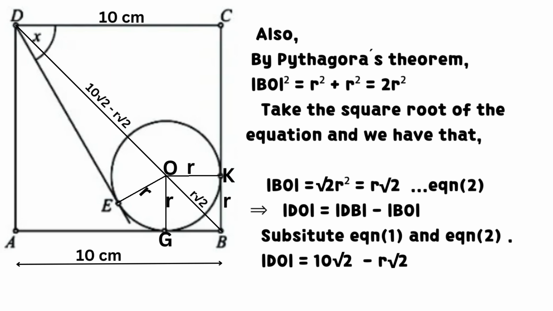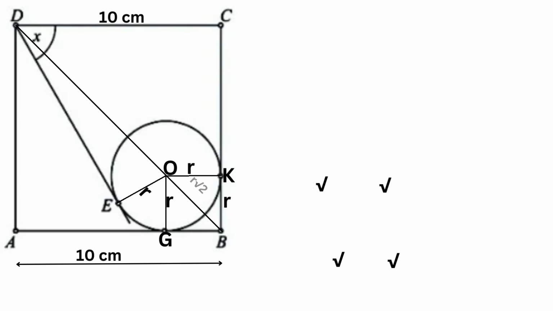It follows that line D, O equals line D, B minus line B, O. Substitute equation 1 and equation 2. We have that line D, O equals 10 times the square root of 2 minus R times the square root of 2.